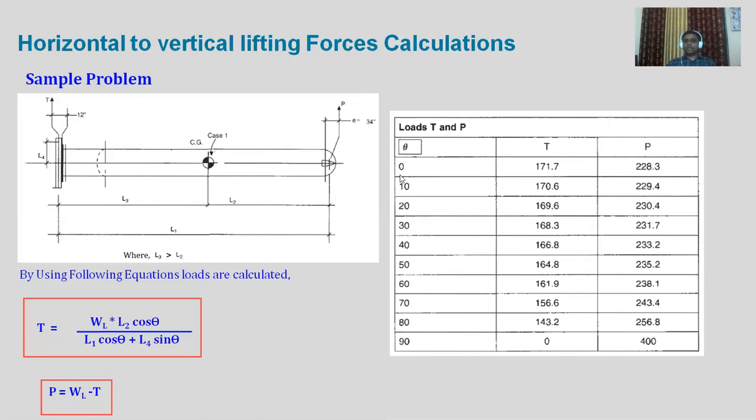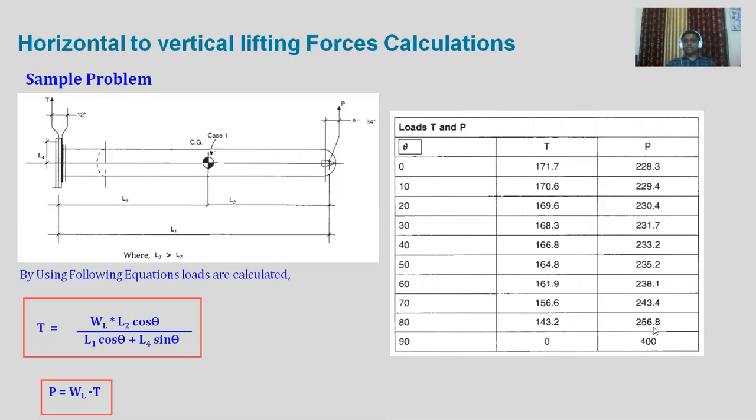So if the angle 0 is there, it means it is exactly at the horizontal position. We can observe the reaction forces at T and P. If the CG would have been exactly at the center and L3 is equal to L2, then the T and P forces would have been the same value. But here we can see, as the CG is shifted towards the lifting lug, the P value will have to be more than the T value. So it is evident from here also.